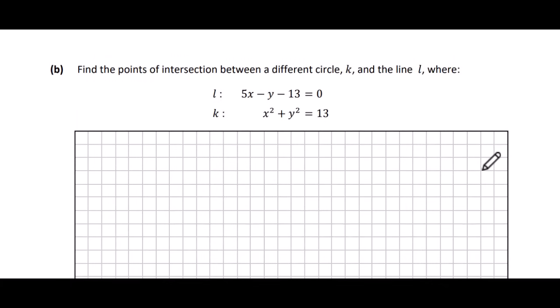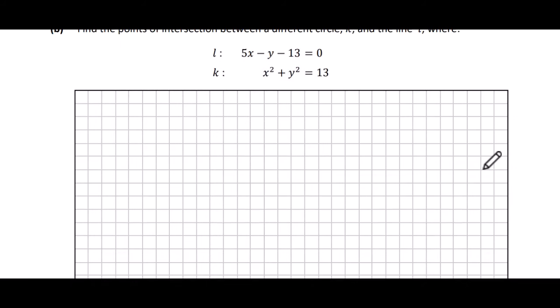Find the point of intersection of the circle and the line. Okay, so the way you do these ones is you start with the linear one, the line. You get x in terms of y or y in terms of x. And you substitute it into the other equation. So we're going to look at getting y in terms of x. So bring the 5x over, it becomes minus 5x. Bring the minus 13 over, it becomes plus 13. Multiply everything by minus 1. And you get that. So all I've done there is just multiply by minus 1.